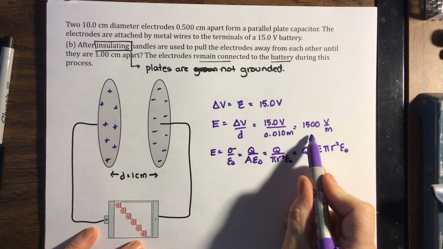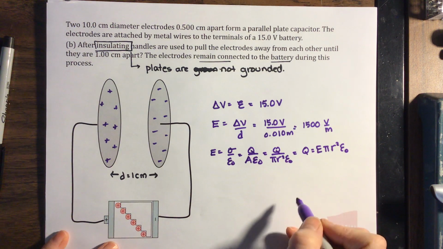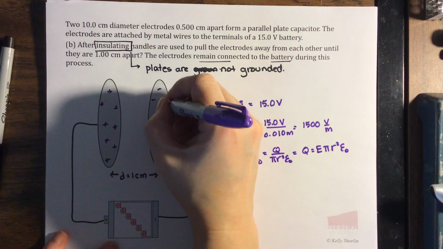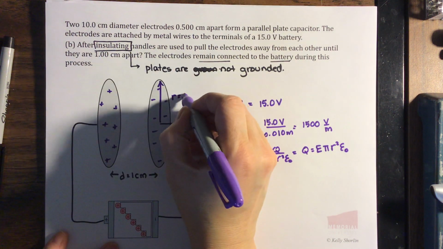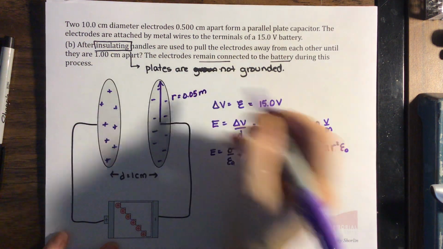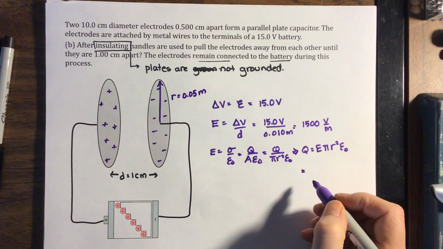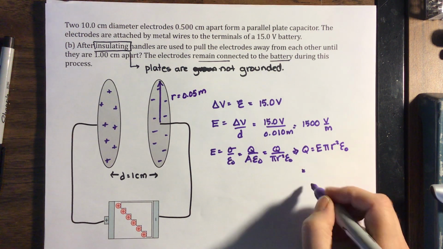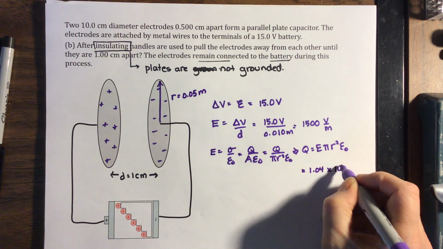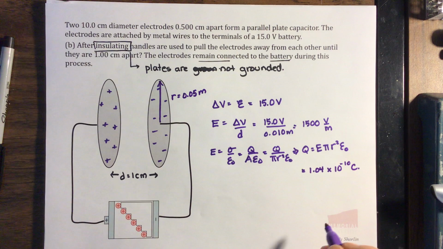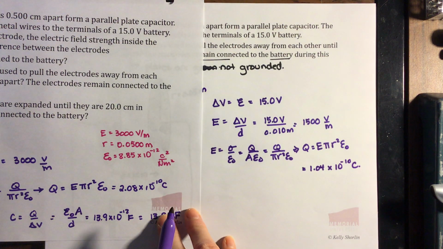Our electric field is 1500. Epsilon naught is our constant. The radius of the plates did not change. So R is still equal to 5 centimeters or 0.05 meters. That gives us a charge on the plate of 1.04 times 10 to the minus 10 coulombs.